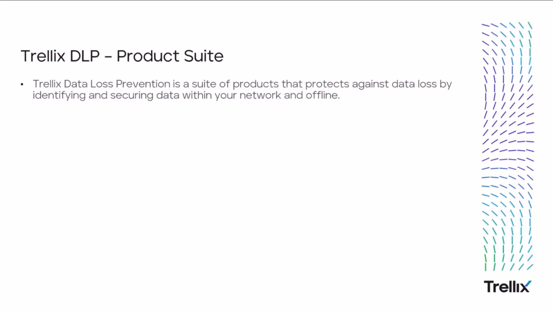Trellix DLP product suite. Trellix data loss prevention is a suite of products that protects against data loss by identifying and securing data within online or offline networks. Trellix DLP is not a single package. Multiple packages are involved in it. Each package is specialized in different functionality, but each of them scans and protects the data by reading the content.